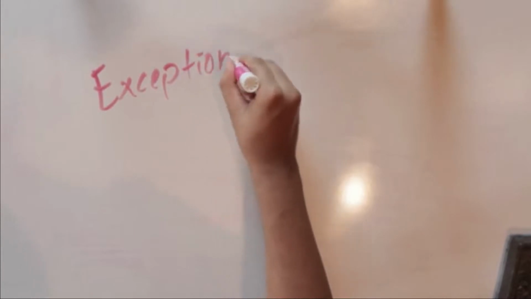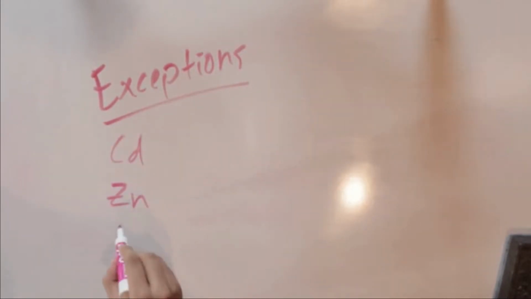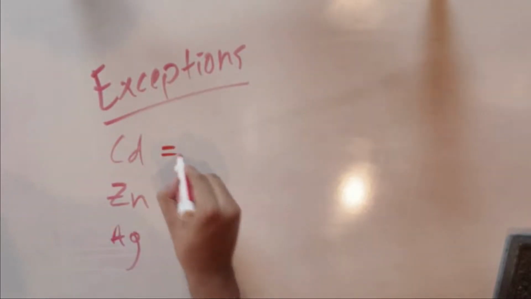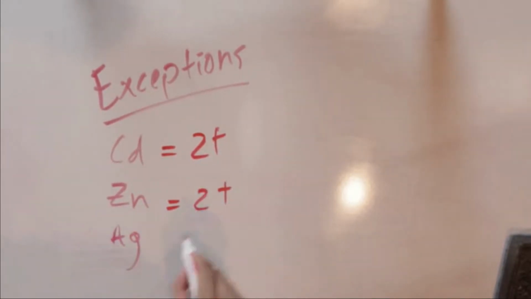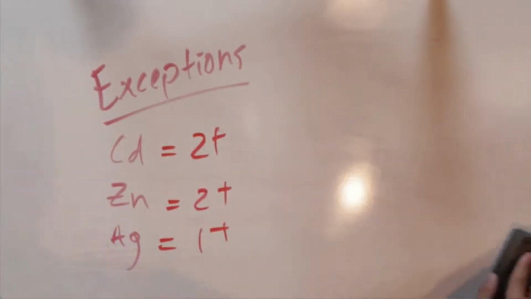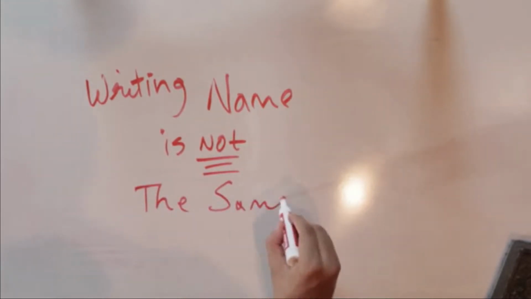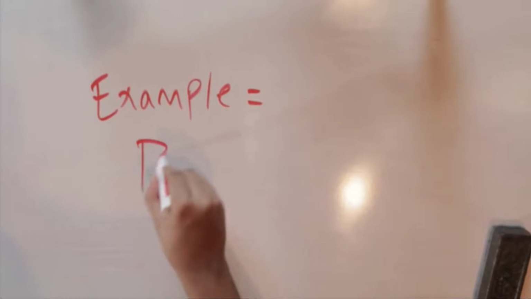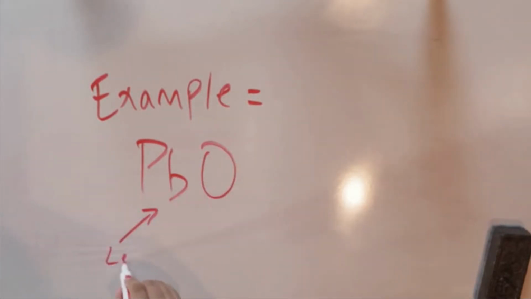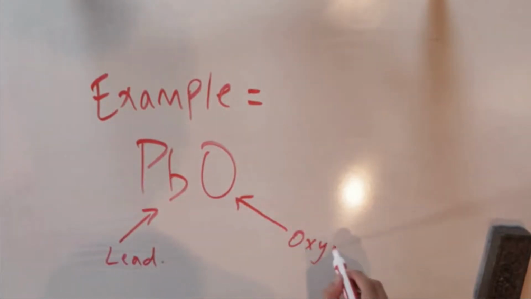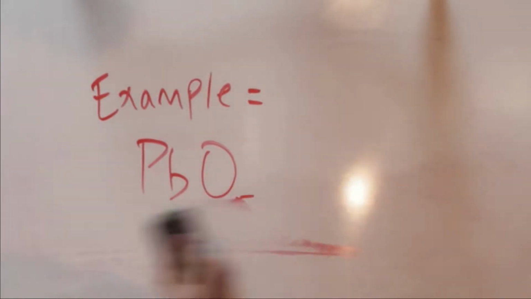Three elements that are exceptions to this rule are Ag, Cd, and Zn, or silver, cadmium, and zinc. Ag always forms a 1+ charge, while cadmium and zinc always form 2+ charges. Finding the chemical formula for a transition metal is the same as for a normal ionic bond, but things change when we try to say the name of the chemical. For example, let's look at PbO. We know that Pb will have multiple charges since it's a transition metal, but we can crisscross the charges in the chemical above in order to find the charge of Pb.